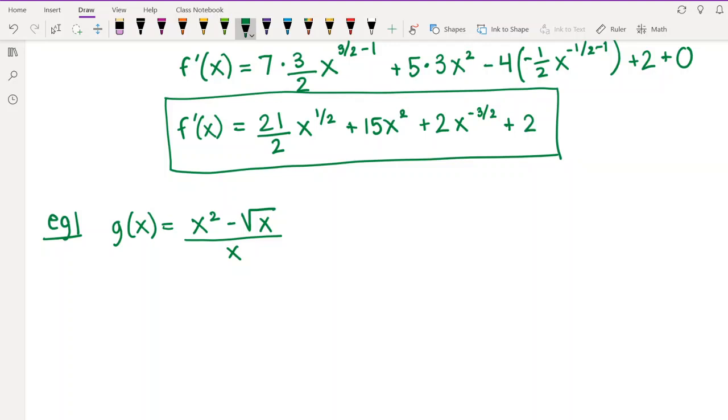So let's start with what you would not do for this one. It would not be correct to take the derivative of the numerator and denominator individually. That would give you a totally, completely wrong answer.